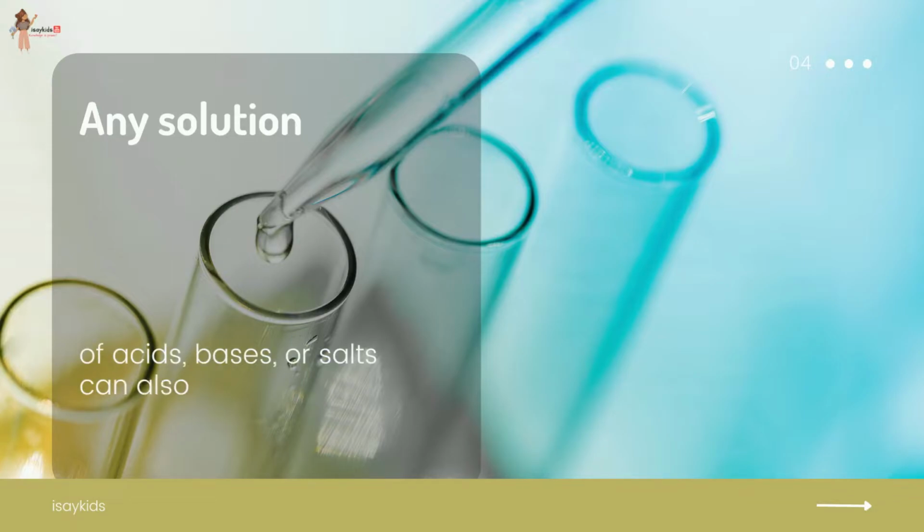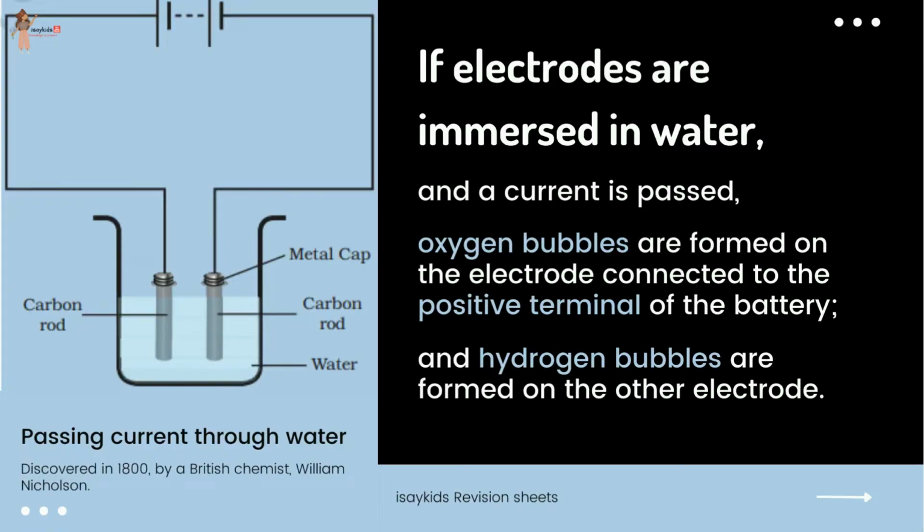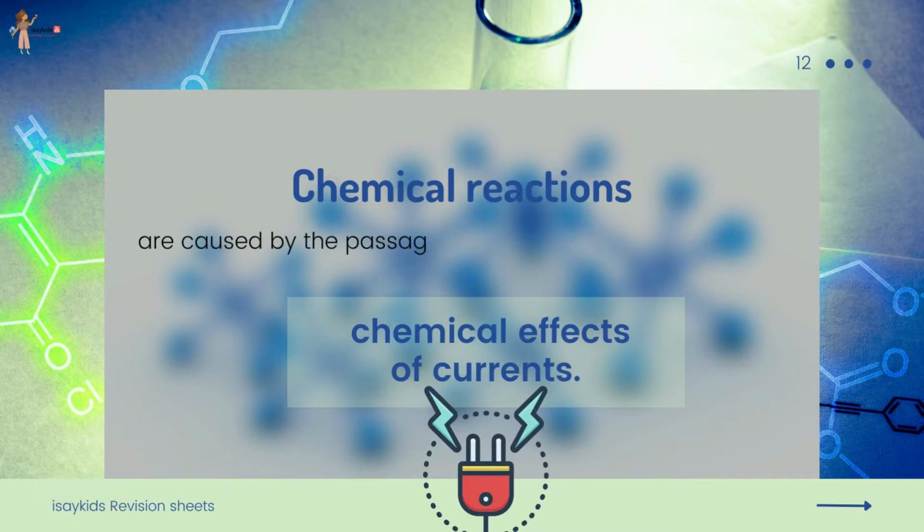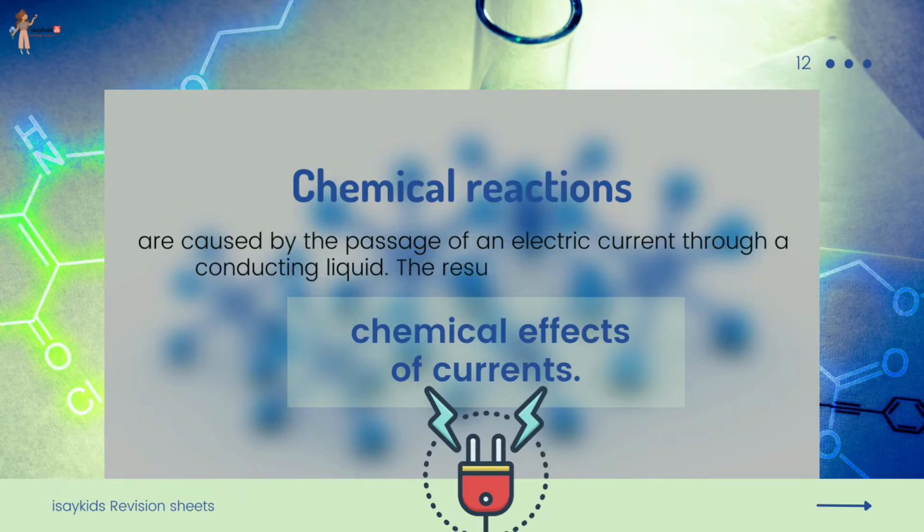Remember, any solution of acids, bases, or salts can also conduct electricity. If electrodes were immersed in water and a current was passed, bubbles of oxygen and hydrogen were produced. Oxygen bubbles formed on the electrode connected to the positive terminal of the battery, and hydrogen bubbles formed on the other electrode. This was discovered in 1800 by a British chemist, William Nicholson. Chemical reactions are caused by the passage of an electric current through a conducting liquid. The resulting effects are called chemical effects of currents.